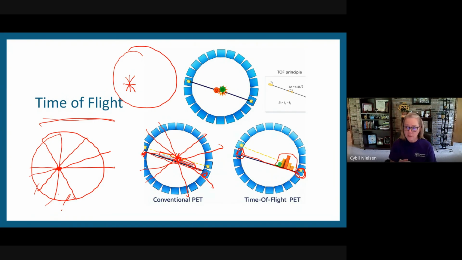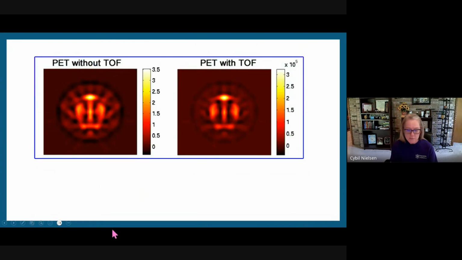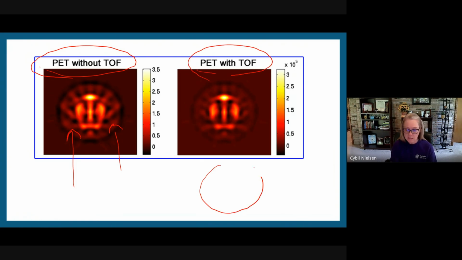And if you lower your activity, then you have less false or randoms. So it's kind of a cascading. It's like a trickle-down effect. It affects everything overall. This is what it looks like. Without time of flight, you're seeing a noisy image. So you see a lot of stuff in the background here that goes away with time of flight. Because again, instead of getting this, you're now getting this.